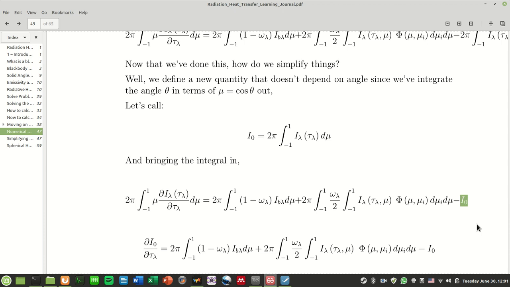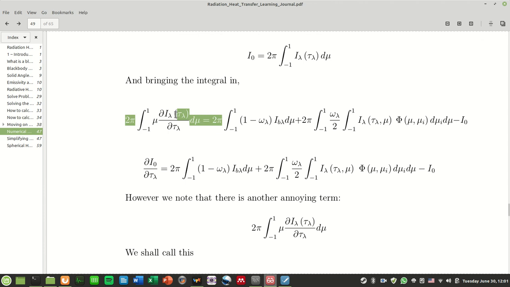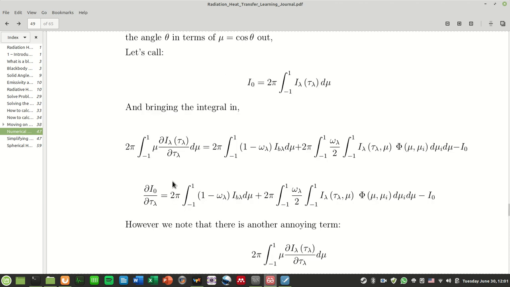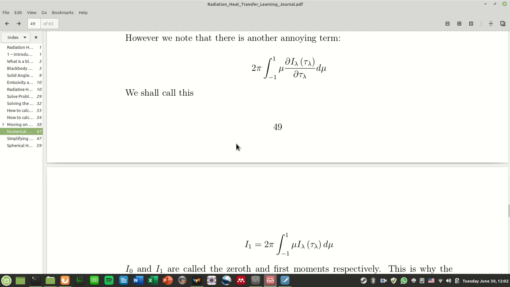Next term is this term. We need to deal with this annoying term right over here. This should not be I0, so I should delete that line out. This is a typo here. We can deal with the typo later, because I'll need to generate a new PDF file. I'll edit it in LaTeX later.